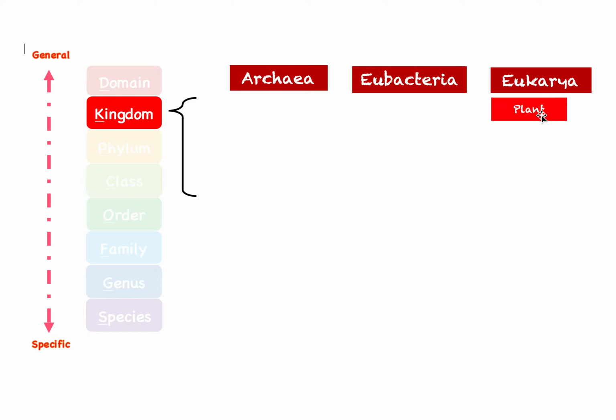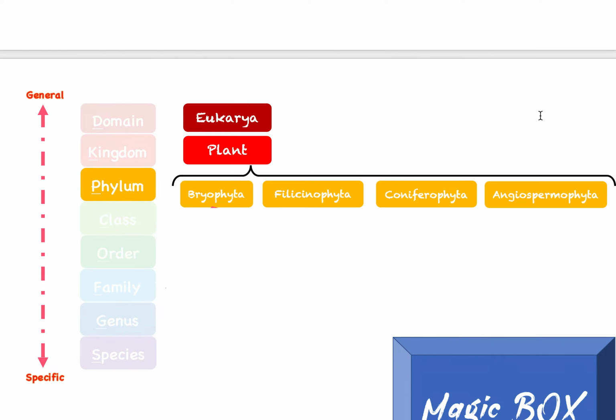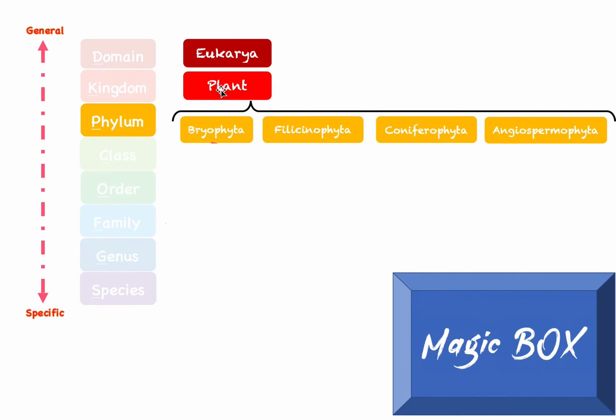So if we look at this plant kingdom and we see what it can be divided into, we notice it can be divided into four important phylums. There are more phylums for the plant, but you only need to care about these four for the IB, okay? So look at these names. They're insane. Bryophyta, Filicinophyta, Coniferophyta, Angiospermophyta.